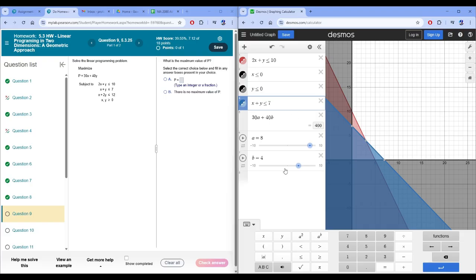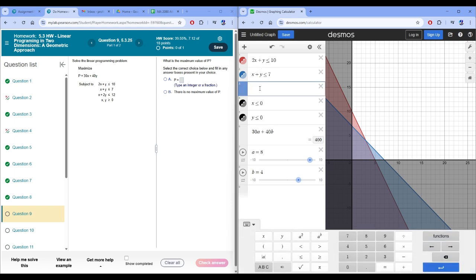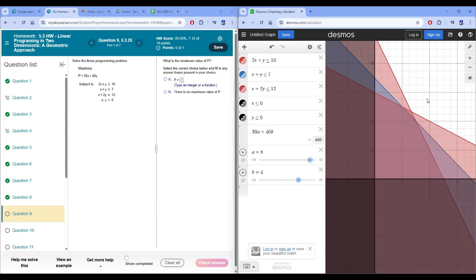Oh, a third constraint now. So let's put this guy right here. You know what, I'm going to move these two equations up so I don't get confused. So it's 2x plus y is less than or equal to 10, x plus y is less than or equal to 7, and then this one is x plus 2y is less than or equal to 12. So I think the region we're talking about is 1, 2, 3, 4.